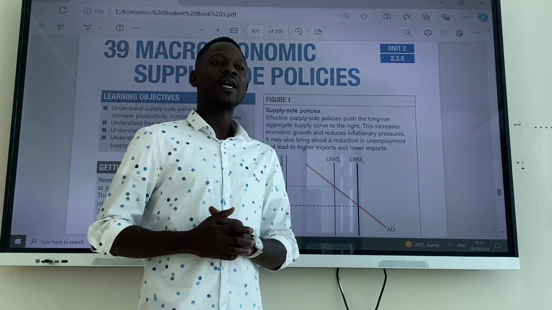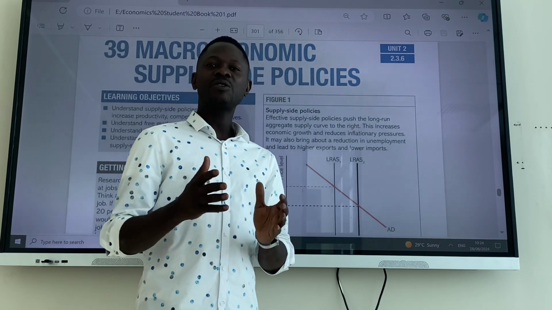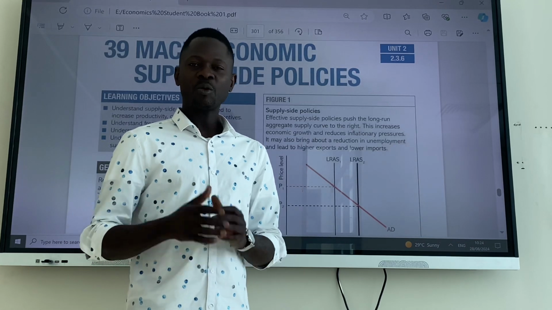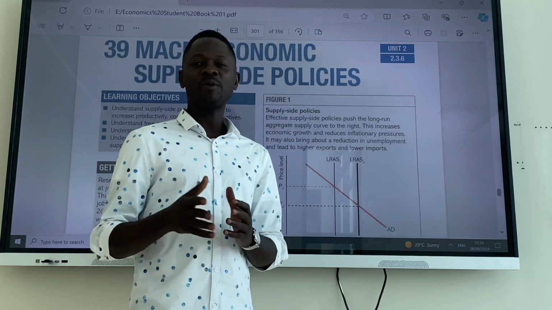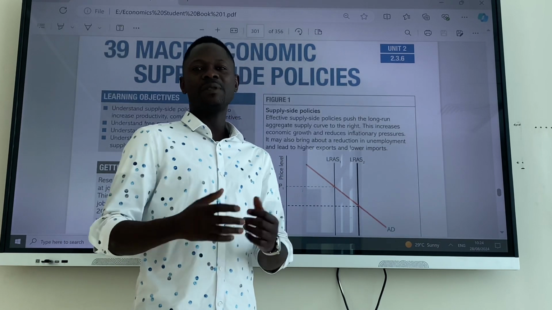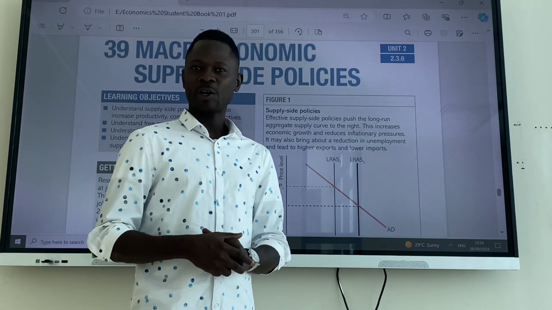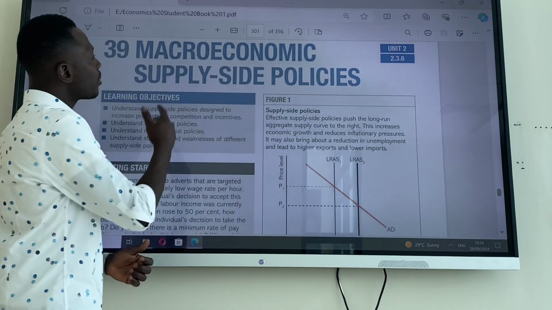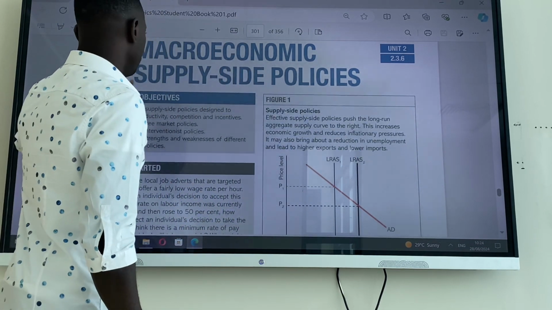And for them to be able to carry out these macroeconomic objectives, they need to set up macroeconomic policies. So one of those policies is supply side policy. Supply side policy is aimed at increasing the GDP of an economy. So we go further by reading. Macroeconomic supply side policies.